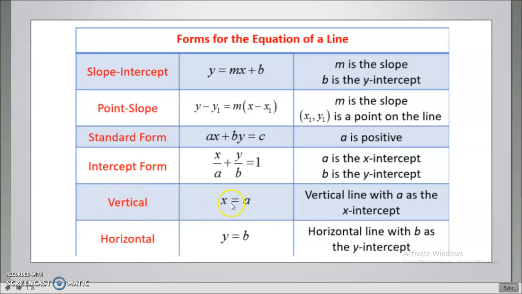So a vertical line looks like x equals some value, where that value is the x-intercept. And a horizontal line is y equals b, where b is the y-intercept. So it's just y equals a value and x equals a value for those. So let's do some examples now.